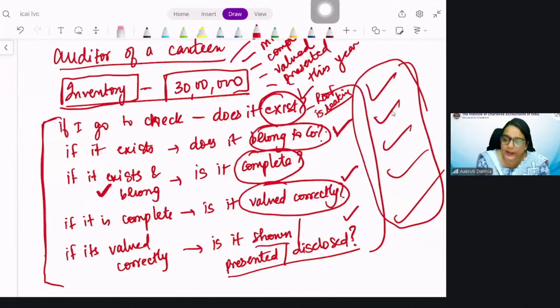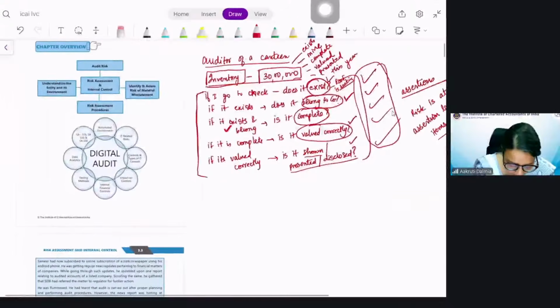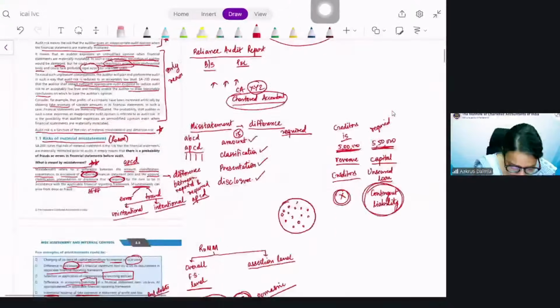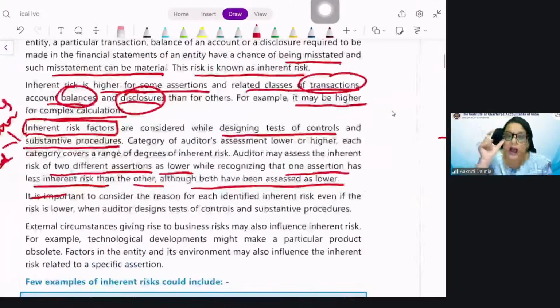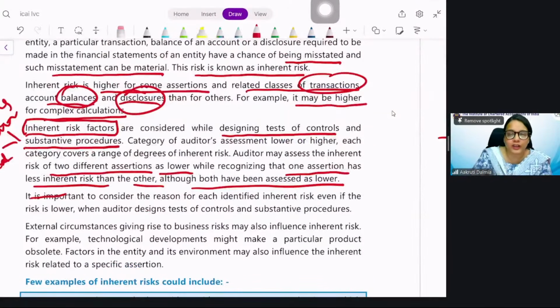So what does this statement say? It says that different assertions can have different risk. Did you first understand that much? Even in the same item, different assertions can have different risks. If I'm checking depreciation, which assertion will have higher risk? In depreciation, which assertion will have higher risk? Valuation. Mathematical accuracy, yes. Calculation, yes or no?